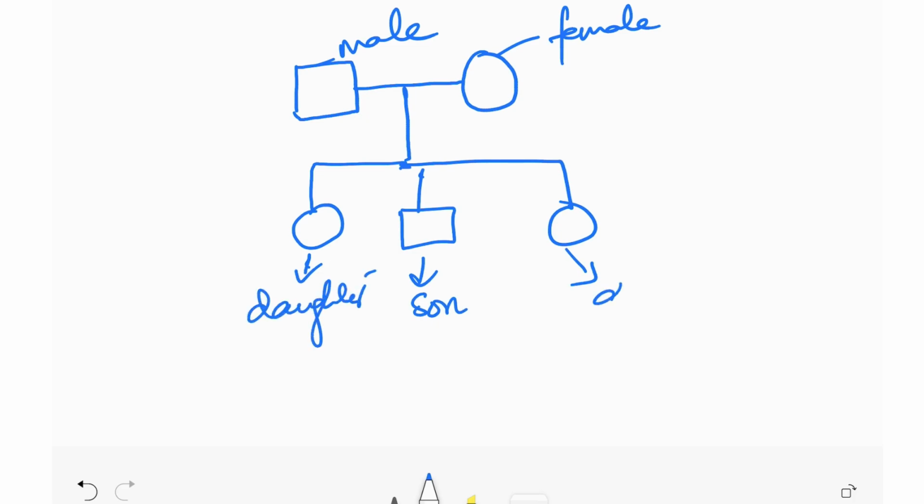Now, let me just ask you, if I color in this and this one, and if I color in this, what does this mean? That the father is affected and he has passed on his trait to both the daughters. Because they're also affected, they're also colored in. Okay, now let's look at the clues.